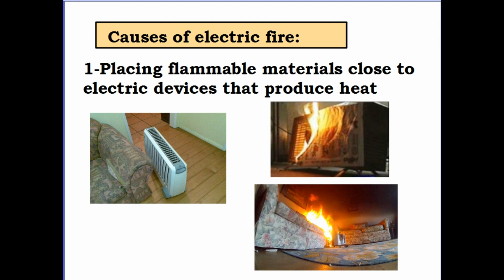Okay, so what are the causes of the electric fire? We have three reasons. Number one, placing flammable materials close to these machines. I'm talking about the electric machines that generate or produce heat. Okay, what are those flammable materials? Flammable material means materials that easily burn. They easily catch fire, and they burn very easily and fast. Like, for example, the curtains, the carpets, the furniture, anything made of cloth.